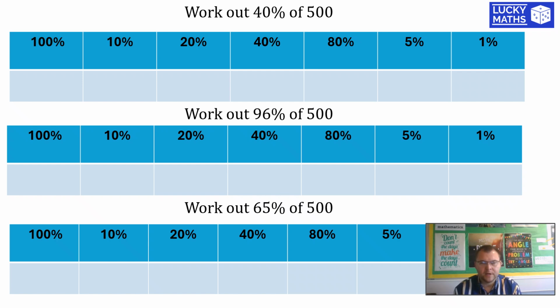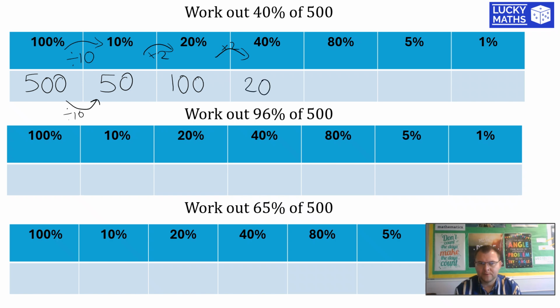To work out 40% of 500, firstly, what we're going to need to do is divide by 10. The starting value is 100%, so 500 we start with. If we divide that by 10, we know that 10% of 500 will be 50. Then we can use the previous work to say, well, hang on, 10% is 50, 20% will be 100, and 40% will be double that, which is therefore 200. So 40% of 500 is therefore 200.